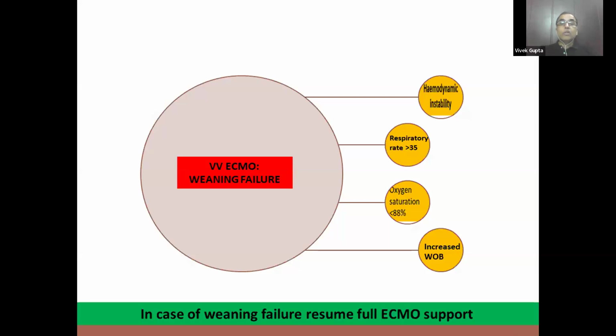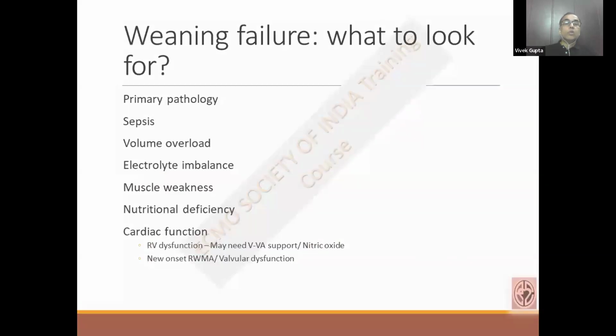So what are the possible causes of weaning failure? How do we know? There can be hemodynamic instability, a respiratory rate of more than 35, oxygen saturation less than 88, and increased work of breathing. If the patient has a weaning failure, that means we need to resume the full ECMO support and look for a cause, and we should treat the underlying issues, and only then should we give a weaning trial.